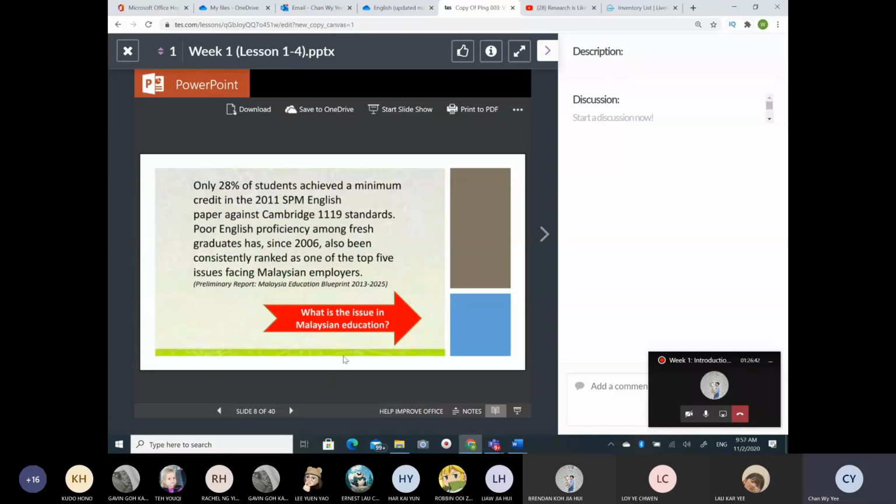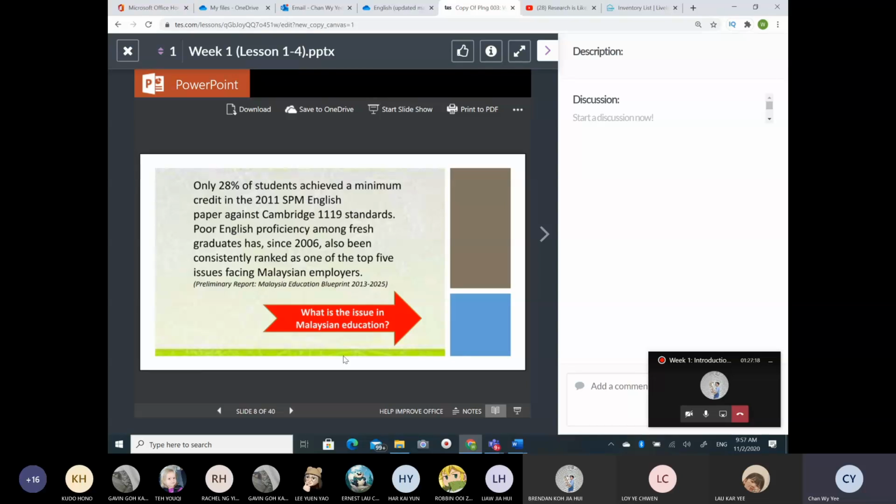All right, so for example, this is a research that has been done. Only 28% of students achieve a minimum credit in the 2011 SPM English paper against Cambridge 1119 standards. Poor English proficiency among fresh graduates has since 2006 also been consistently ranked as one of the top 5 issues facing Malaysian employers. Now, this is a problem. Can you imagine only 28% of students achieve a minimum credit in SPM English?